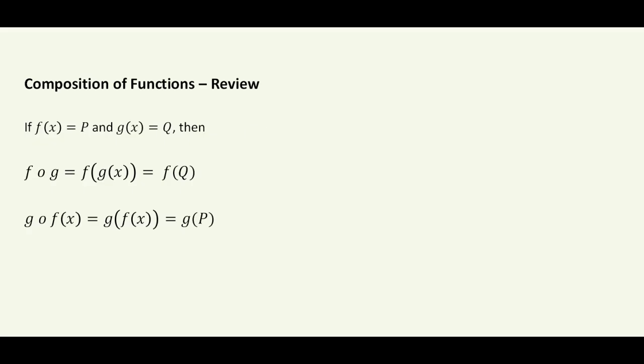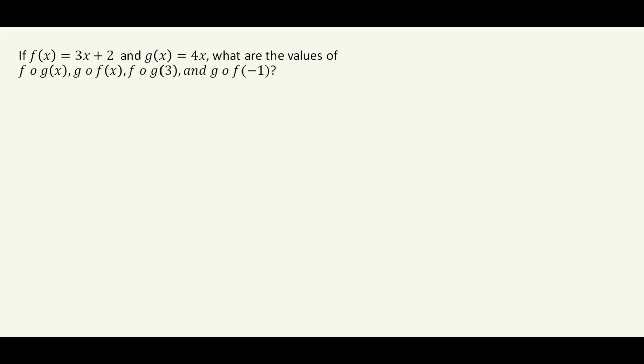So when we look at the composition of functions, what we're saying here is that if f of x is equal to p and g of x is equal to q, then f o g of x, which is equal to f of g of x, is the same as f of q, and g o f of x is equal to g of f of x, which is the same as g of p. Now we're going to look at some examples to show this.